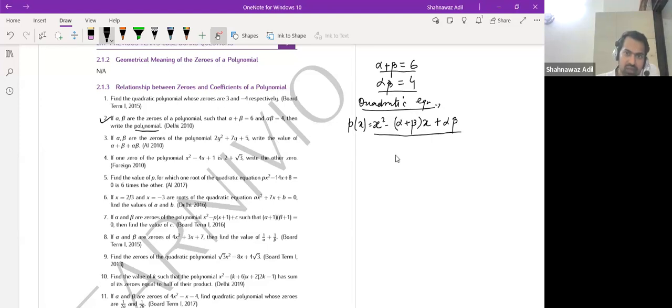Yes, sir. And the sum of the roots is 6, right? So this would be x square minus 6x, because alpha plus beta is 6. And then alpha into beta, right? So this is equal to the desired polynomial.